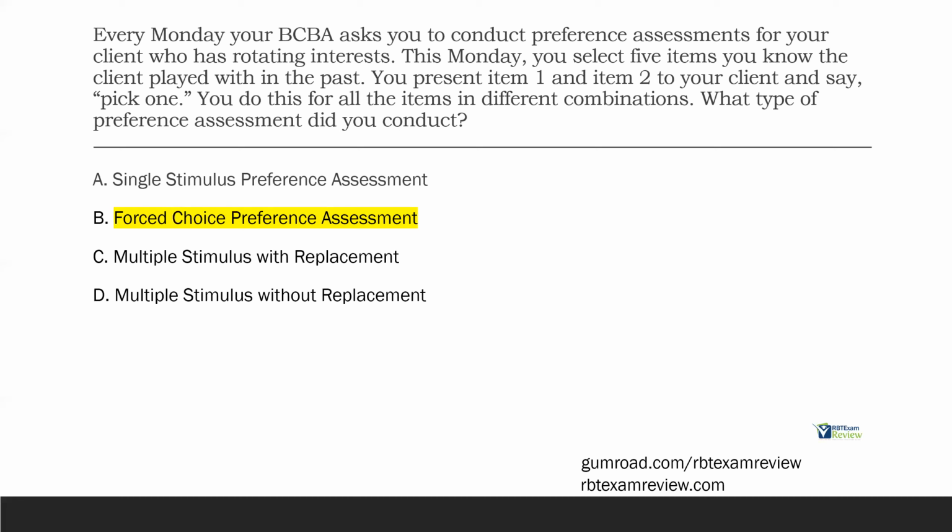And then the one they don't pick, you replace. You do it again, 2 items, pick one. And you do that for all the items in different combinations. And you track how many times each item was picked, and you have a little hierarchy. But the important thing is you're putting 2 items out there and you're forcing your client to pick one, hence forced choice. So again, ask yourself, how many items am I assessing in this preference assessment? 1, 2, 3 or more.